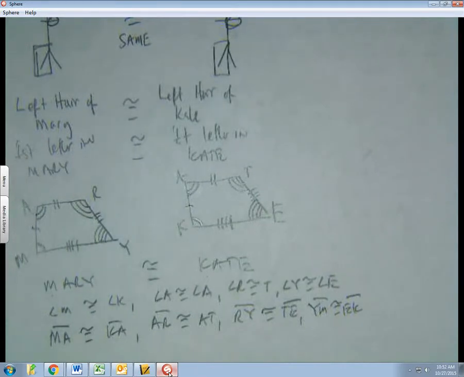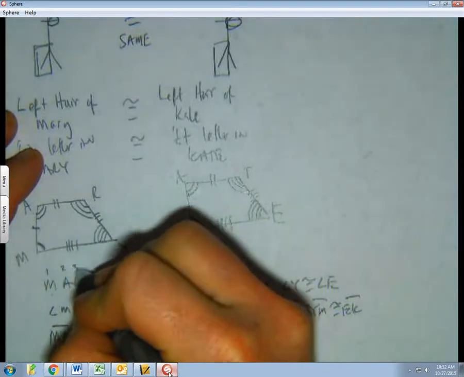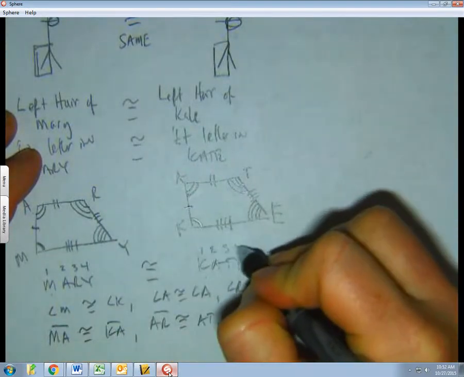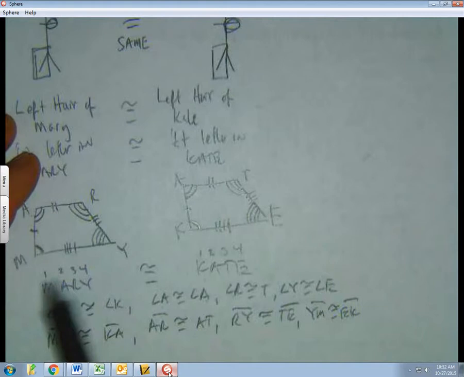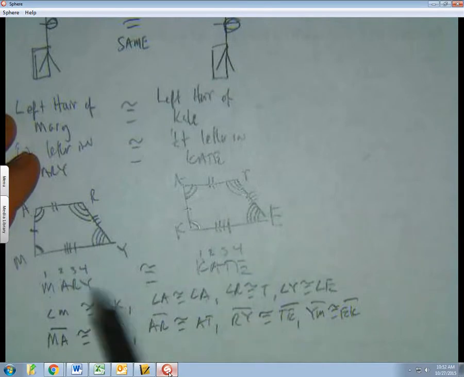Another way you can do this is just like this is the first letter, second letter, third letter, fourth letter, first, second, third, fourth. So you just match it up. You know, 1's the same as 1, 2's the same as 2, 3's the same as 3, 4's the same as 4. Same thing here. 1, 2 is the same as 1, 2. 2, 3 is the same as 2, 3. 3, 4 is the same as 3, 4. 4, 1 is the same as 4, 1.